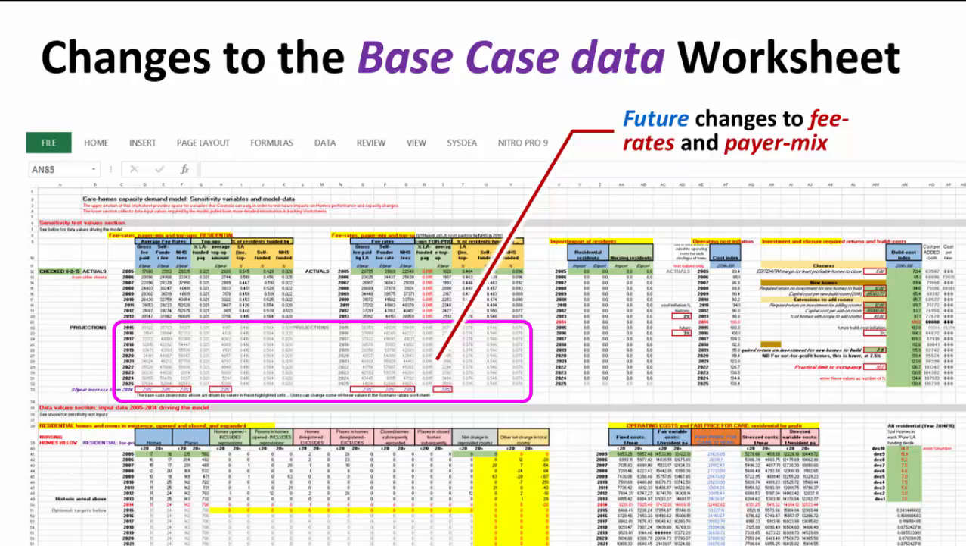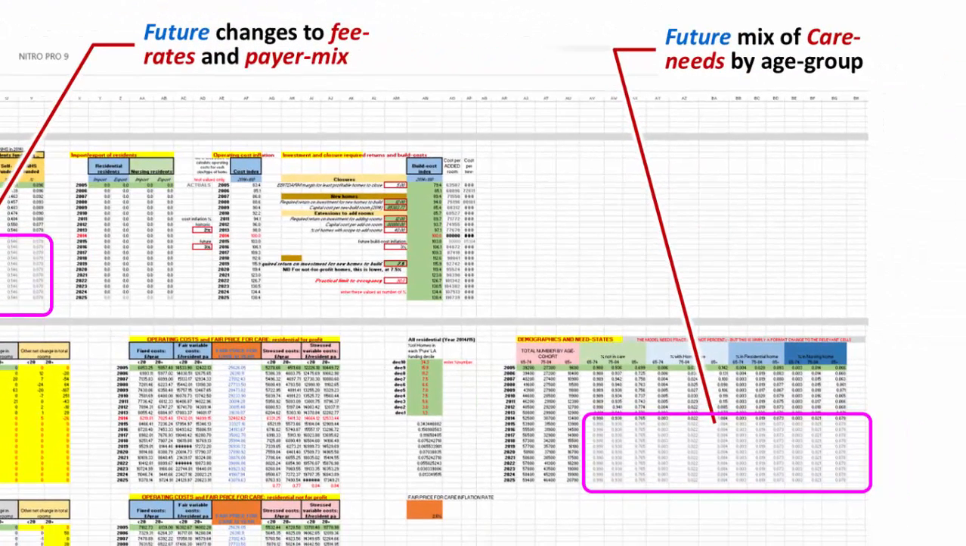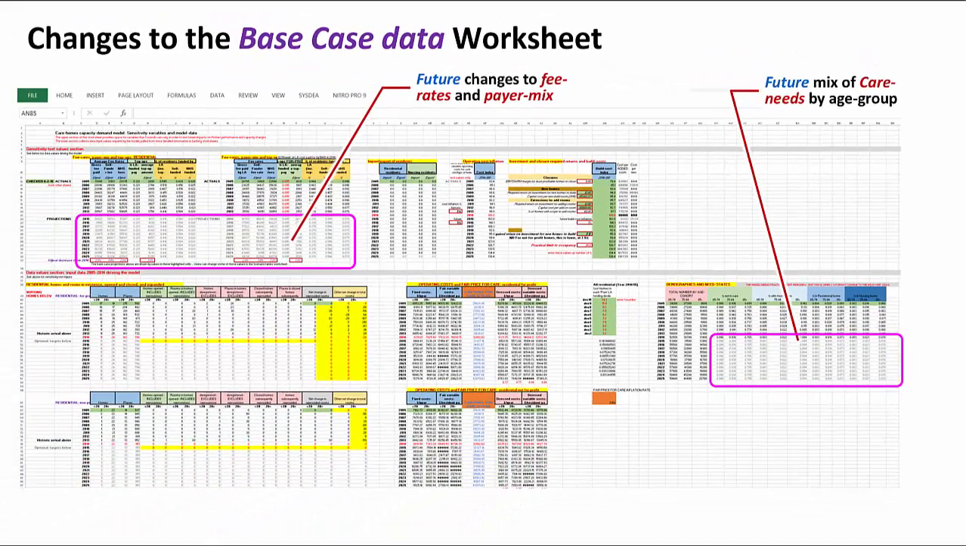The other part of the spreadsheet that you can change concerns the care needs for each of the age groups in your area. And again, it's in grey because the numbers going forward from 2014 simply assume the same mix of care needs for each age group as applied in 2014. Now, there are many other parts of this worksheet, but mostly these are not possible for you to change, or they don't make any difference if you do.